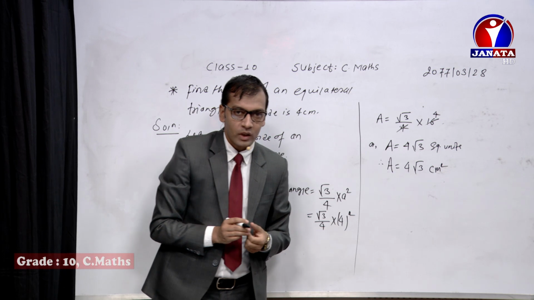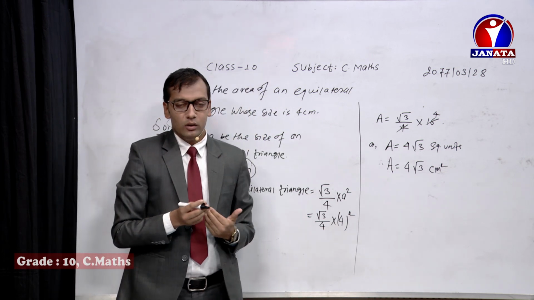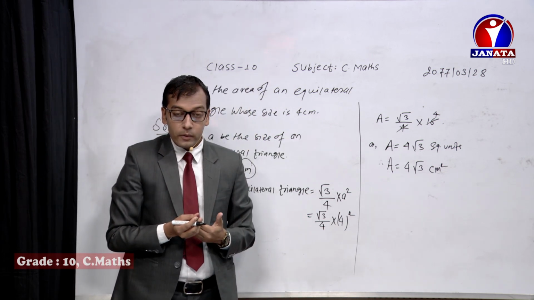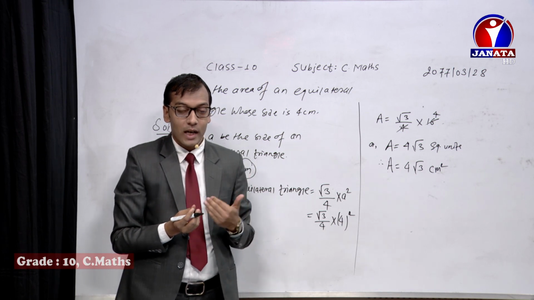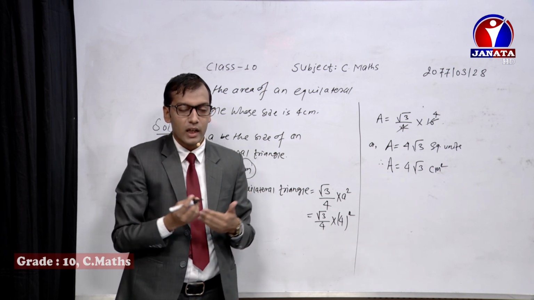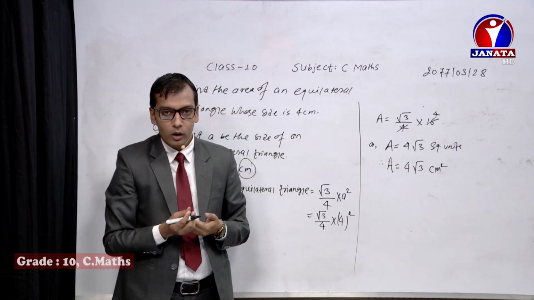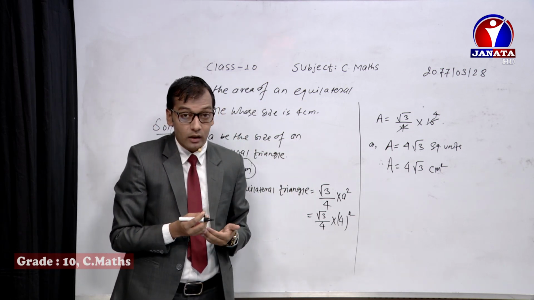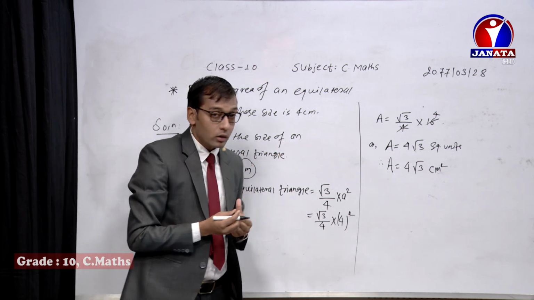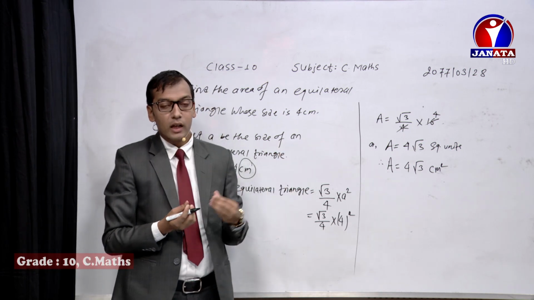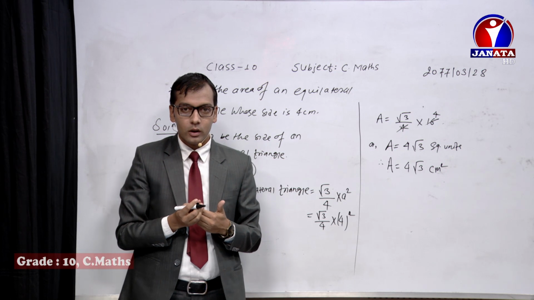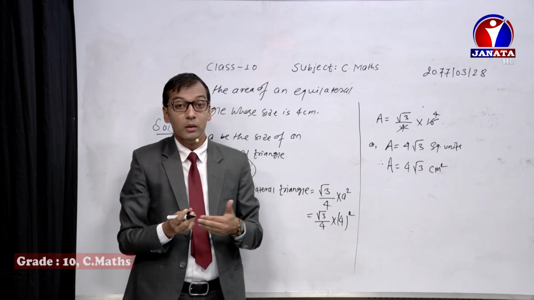So similarly, if we are given the perimeter of an equilateral triangle and we are asked to find the area, we can use the concept of perimeter, and then again the formula of area to find the area. So talking about plane surfaces or triangles, we talk about area and perimeter.